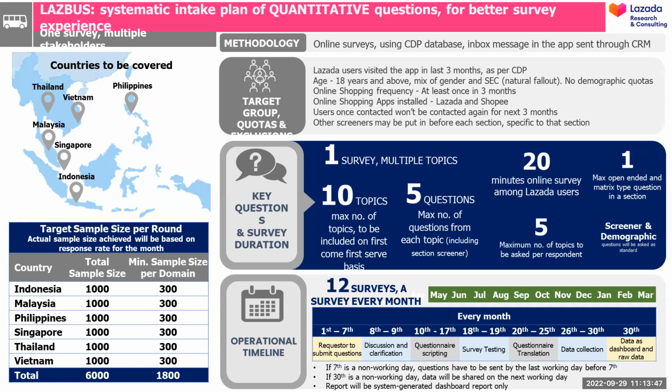So you will get a good distribution of competition users as well in this particular survey. The target respondent, quotas and all exclusions are very, very standardized. It is for Lazada users 18 years and above. We try to at least have an online shopping frequency of once in 3 months, which is the basic we try to cover.